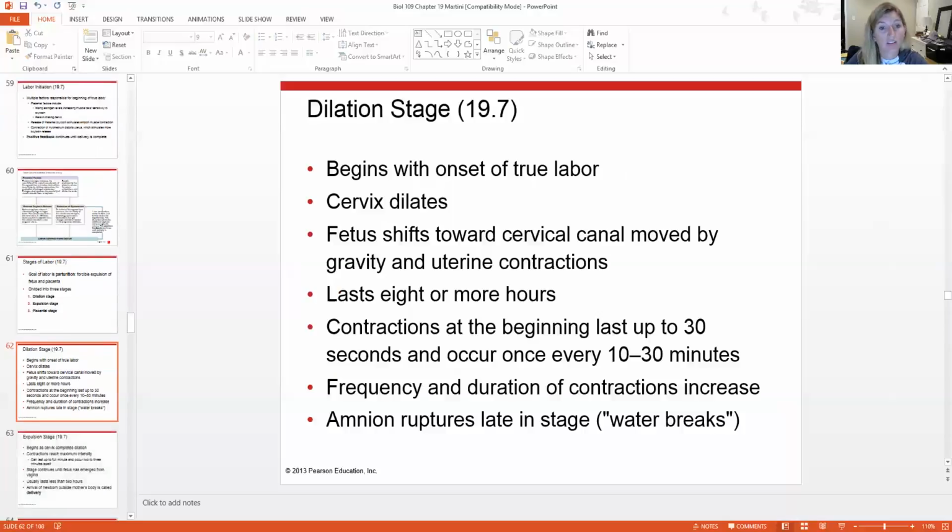Dilation stage. This is the onset of true labor when the cervix dilates, when the fetus shifts towards the cervical canal due to gravity, uterine contractions, 8 or more hours. Contractions begin lasting up to 30 seconds and occur every 10 to 30 minutes, and then the frequency and durations increase, and eventually the water breaks, the amnion ruptures.